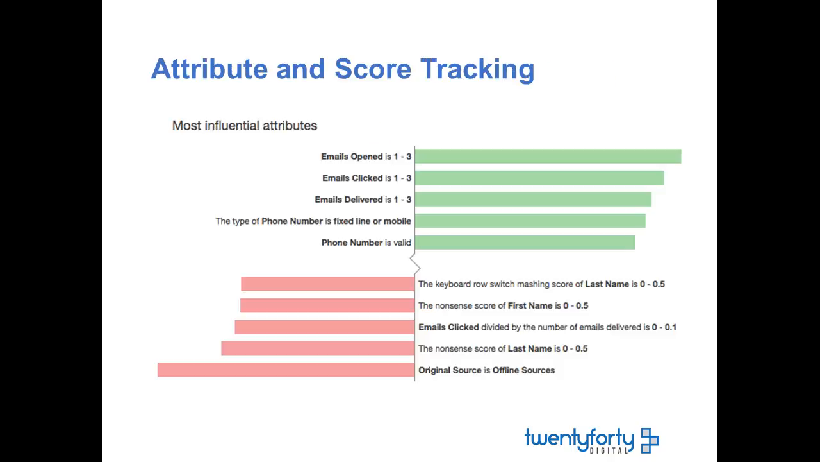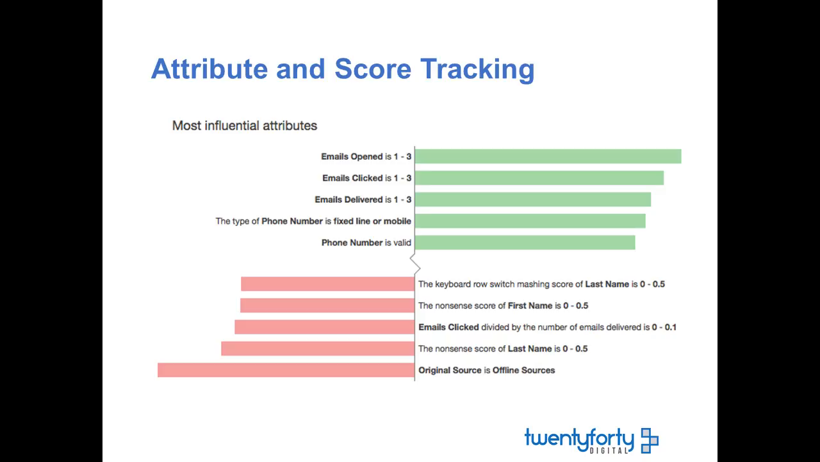All right. So it can also be broken out in this way, and via a model you can set the criteria for this particular report. This is demonstrating to you the most influential attributes. And you'll see their emails opened is 1 to 3, emails delivered is 1 to 3. The type of phone number is fixed line or mobile. And it is tested, the phone number is valid. That gives some efficiencies to the salesperson and allows that particular lead to move further along in the process.